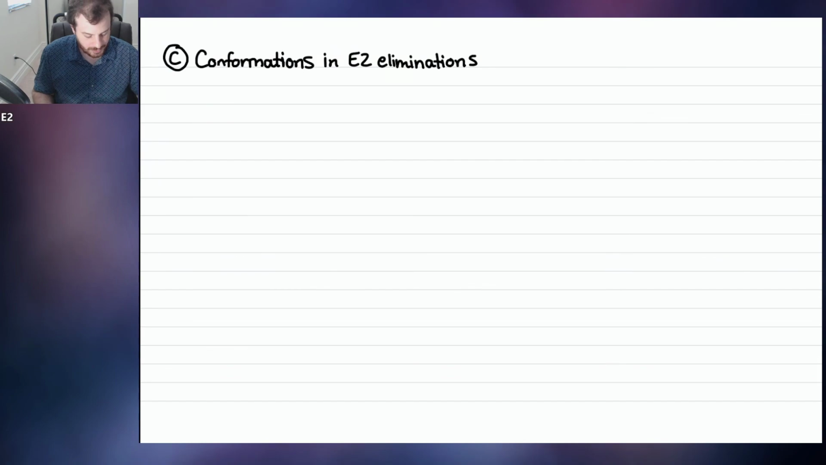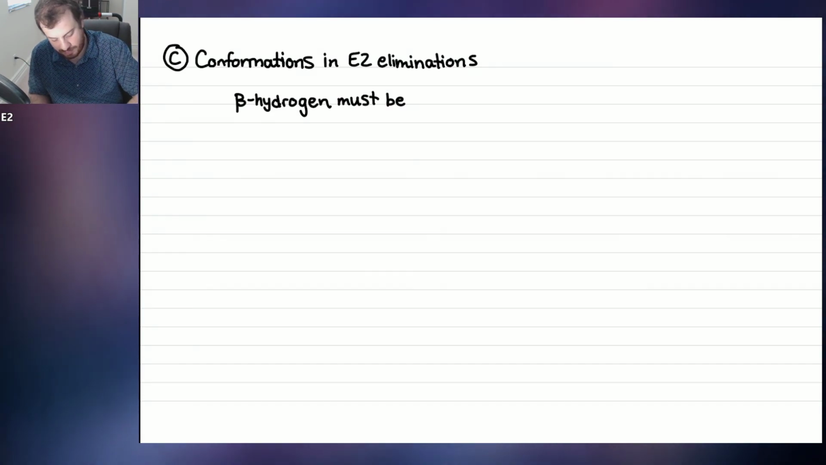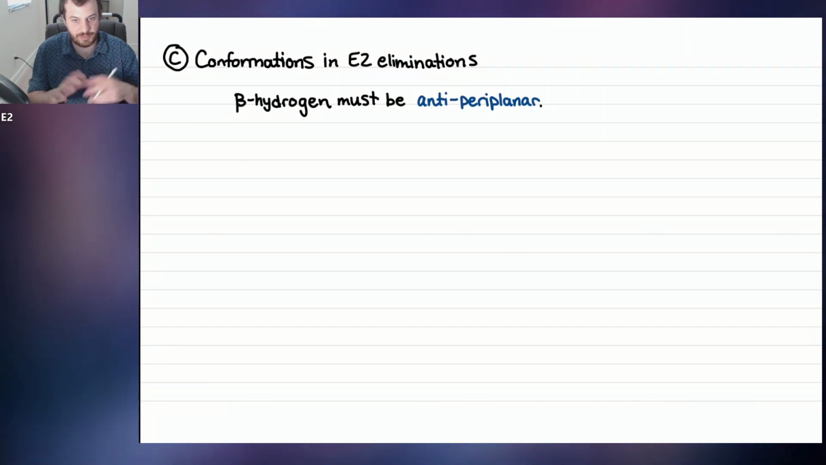Conformations matter. Specifically, the beta hydrogen must be anti-periplanar. Oof, what does that mean? It means 180 degrees from each other in the same plane.